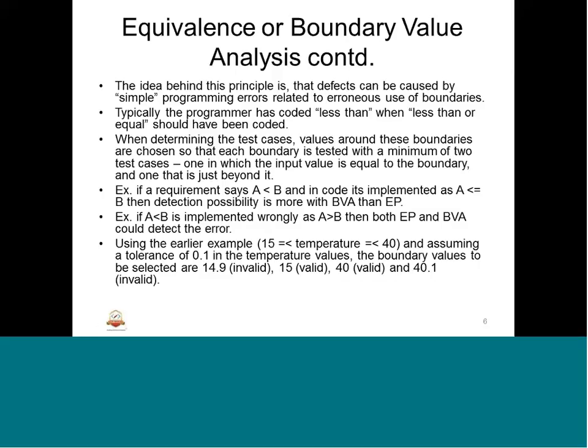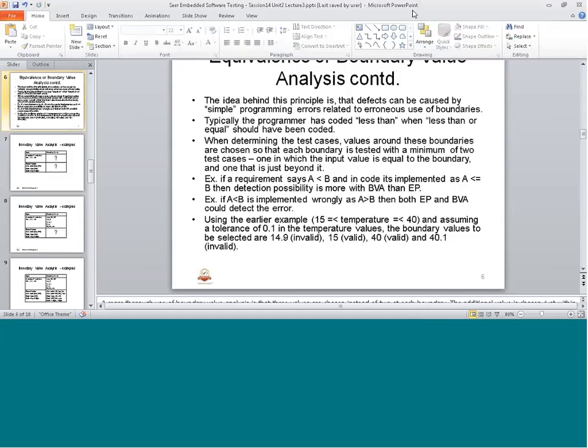So what are those invalid equivalence classes? Here we have 14.9 as invalid, 40.1 as invalid, 15 is a valid, 40 is a valid, because equal is there. Suppose there is no equal to, then instead of 15 we should have had 14 as a valid equivalence class. Similarly, if there was no equal for less than 40, then 39 would have been a valid equivalence class, and 40 would have been an invalid equivalence class.